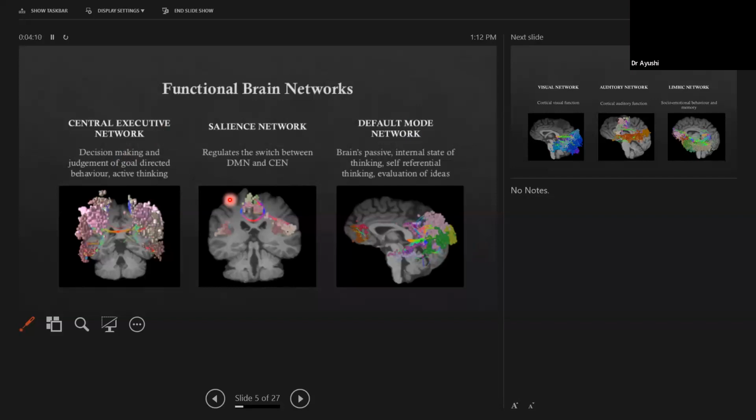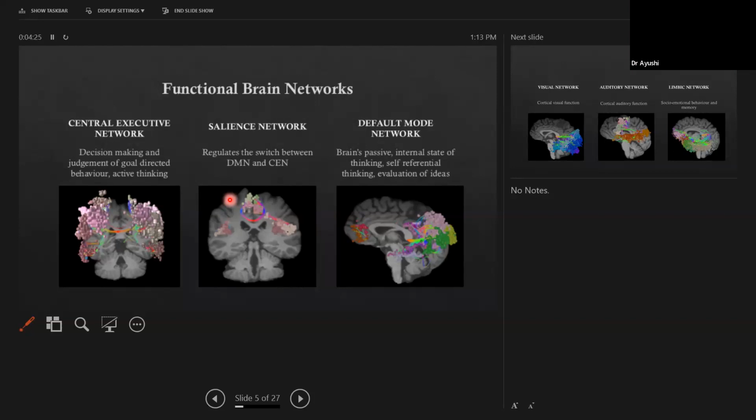Now the salience network lies in between these two. For example, when you're sitting in a class and we're thinking about something, and all of a sudden the teacher points us out. When we were thinking just about random things, our default mode network was activated.